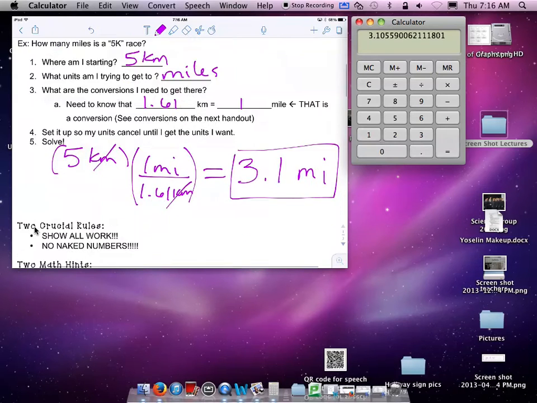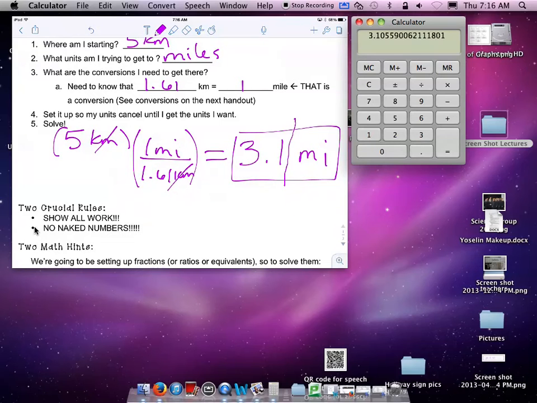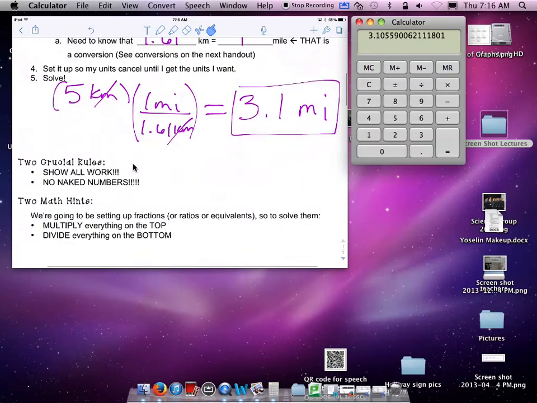So just a couple of reminders about this. Make sure that you show all of your work. This is what I mean by showing your work: show all of the conversions that you're using, and no naked numbers, meaning you've got to have a label on it. If I didn't know this was miles, I wouldn't know what label to put here. If I didn't know this was kilometers, I wouldn't know to put it on the bottom so that it cancels. That's an important thing to remember.